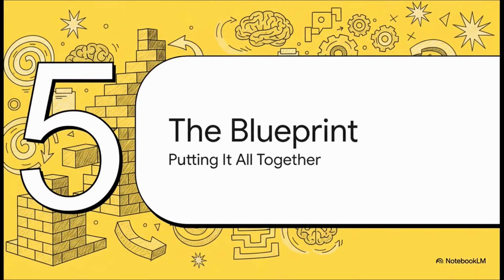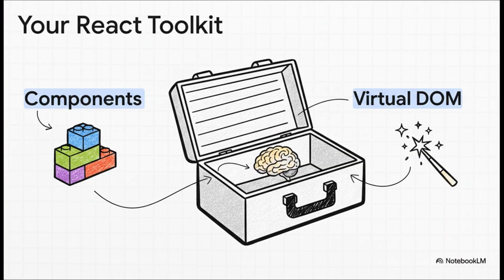All right, let's zoom back out and look at the big picture. We've seen the bricks, we've seen the brains, and we've seen the magic. So how does this all come together to build a real application? So really, at the end of the day, here's your essential React toolkit. You've got components, which are your reusable UI factories. You've got state, which gives those components their memory. And you've got the virtual DOM working tirelessly behind the scenes, that secret engine that makes sure everything just flies.